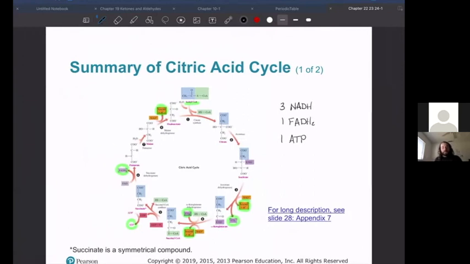Each one of these steps is catalyzed by a different enzyme. I'm making an executive decision to not have you guys focus on the individual steps or what enzymes are catalyzing them.